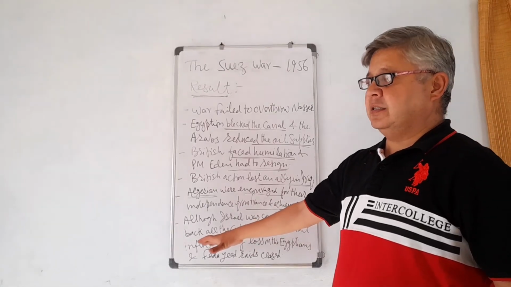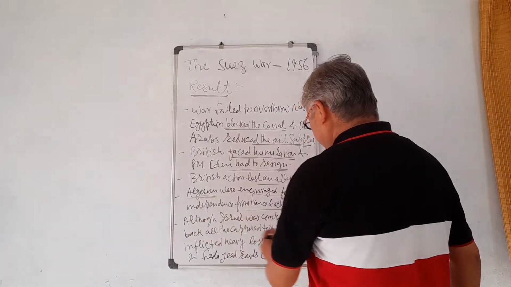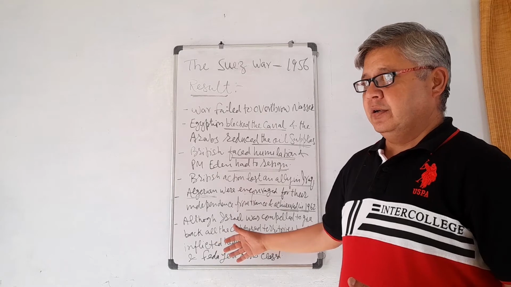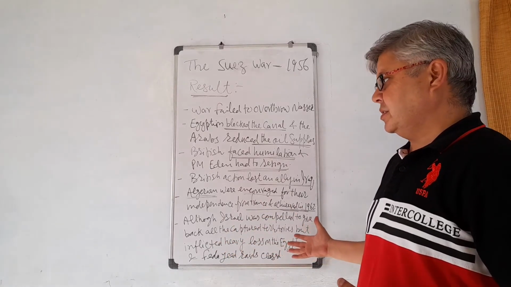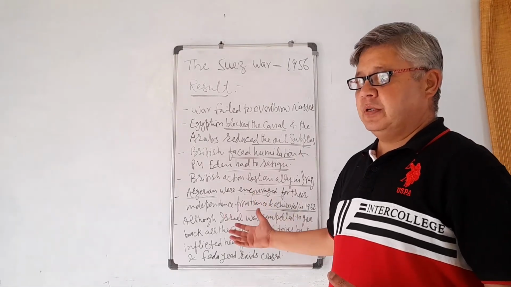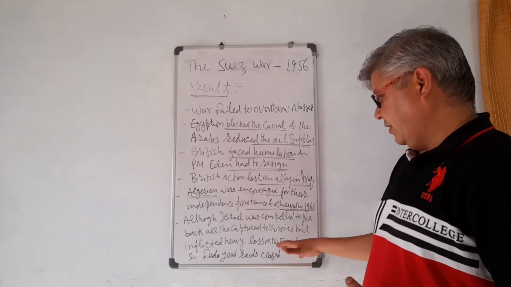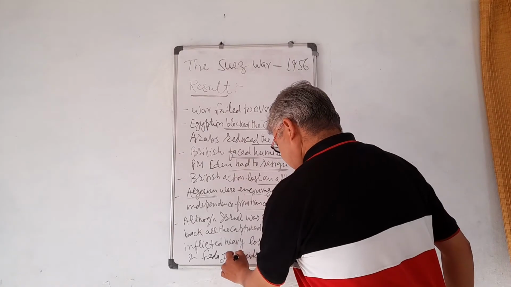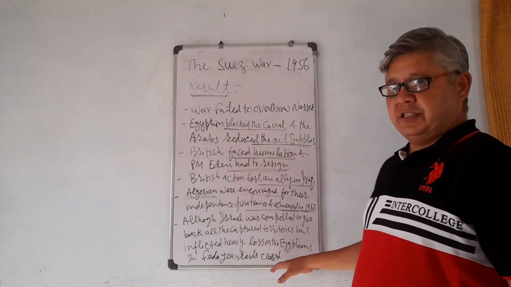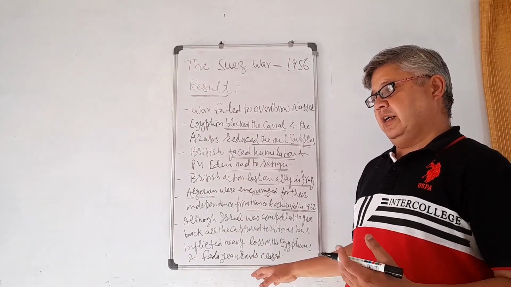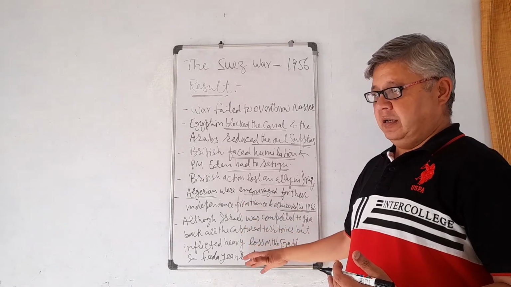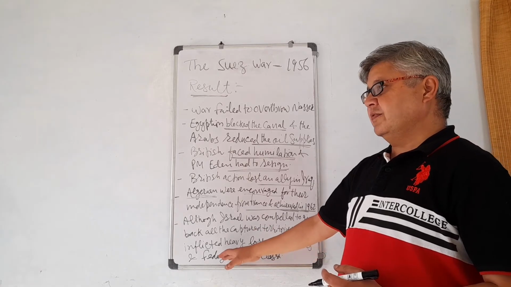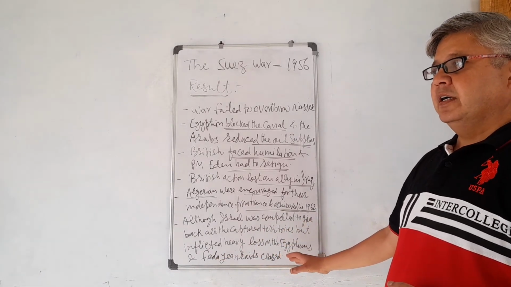Another result was that although Israel was compelled to give back all the captured territories to Egypt, Israel had inflicted heavy loss on Egypt in men and resources, and it would take a long time for Egypt to overcome this problem. Israel also got some relief from the Fedayeen raids. Fedayeen raids were carried out by some nationalists, and they were carrying out such blasts from time to time. But after this war, these Fedayeen attacks were stopped for the time being.